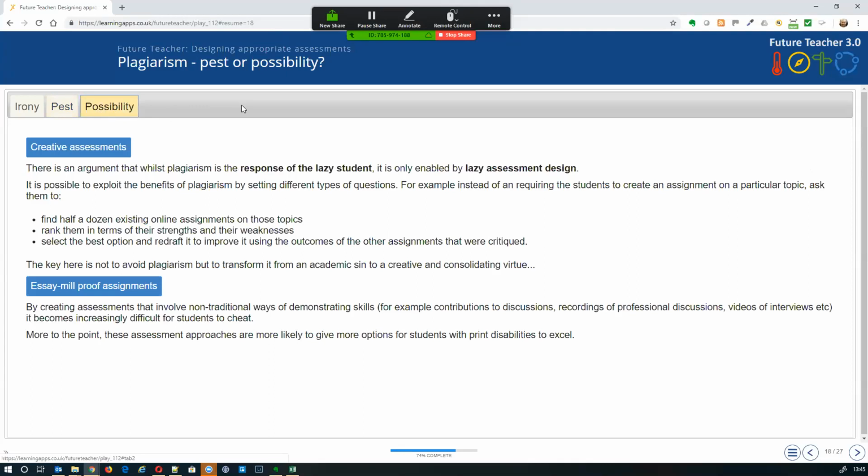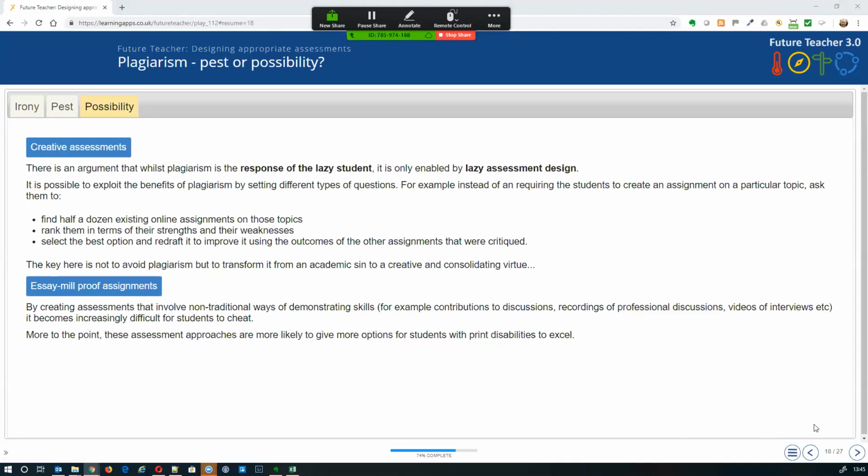Why don't we stop saying that it's the response of a lazy student and begin to think, well, maybe it's actually lazy assessment design. Perhaps we should be encouraging students to go out and find dozens of essays on this topic and actually critique the essays that they've found and use the critique process as the assessment. So they're doing something that's utterly unique, or have an essay mill proof assignment where we're creating an assignment in a non-traditional way, which becomes increasingly difficult to plagiarize.